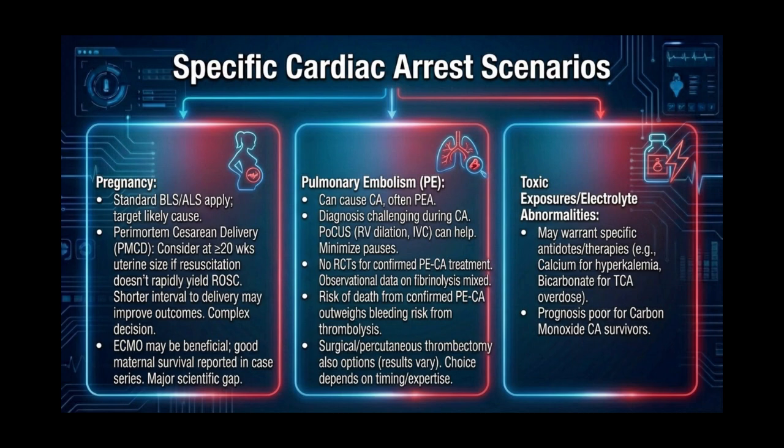Currently, there are no randomized trials investigating treatment options for cardiac arrest that is secondary to confirmed pulmonary embolism. Observational studies regarding fibrinolytic therapy for suspected pulmonary embolism have been criticized for substantial bias and present mixed outcomes. Despite this, the consensus is that the risk of death from cardiac arrest outweighs the potential risk of bleeding resulting from thrombolysis. Surgical embolectomy and percutaneous mechanical thrombectomy have produced varying rates of return of spontaneous circulation and survival in case series, and the decision between thrombolysis or mechanical/surgical thrombectomy relies on timing and the expertise available at the medical facility.